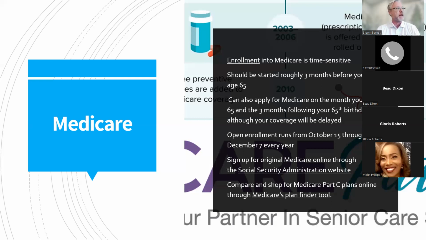You sign up for Medicare, original Medicare, on the Social Security Administration website, but you can only apply for Medicare Advantage plans after you have original Medicare, and you do that through Medicare's Plan Finder tool on their website.